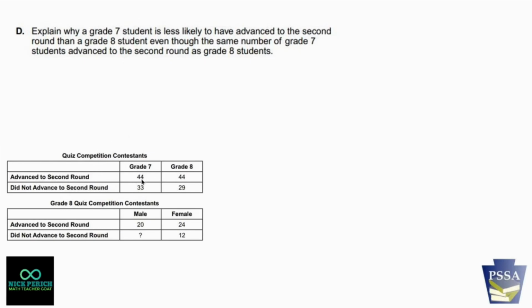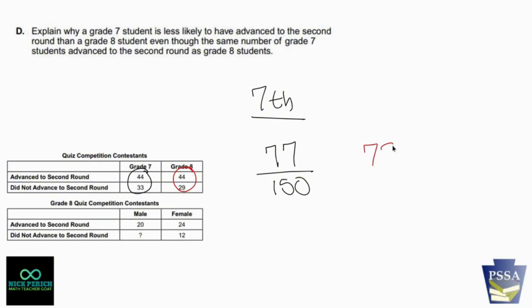But if I want to add up how many 7th grade students competed, you're going to do 44 plus 33, which is 77. So 77 out of 150. If you look at the 8th grade students that competed, 44 plus 29 is going to be 73 out of 150. That's the 8th grade students.